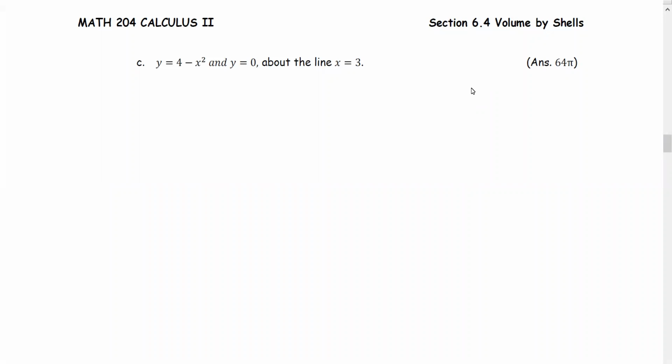Let's look at another example of shell method. Find the volume of the solid of revolution from rotating the area bounded by y equals 4 minus x squared and y equals 0 about the line x equals 3. The y equals 4 minus x squared is the parabola, with the y-intercept at 4 and the x-intercepts at negative 2 and positive 2. Y equals 0 is the x-axis, and the line x equals 3 is the vertical line.